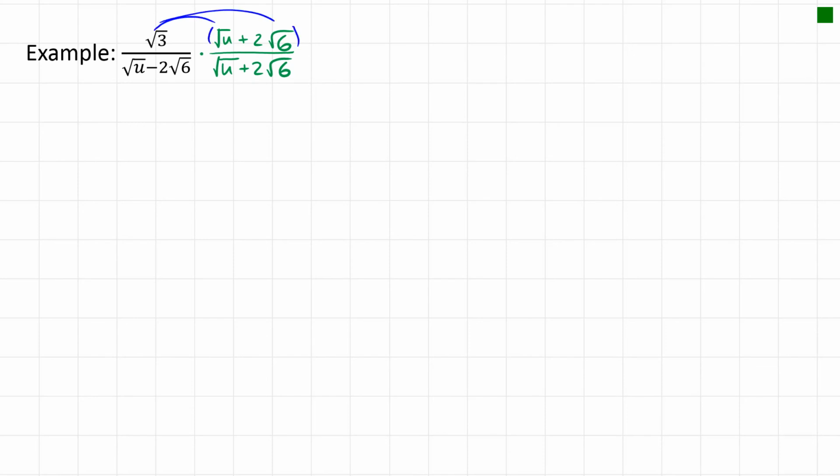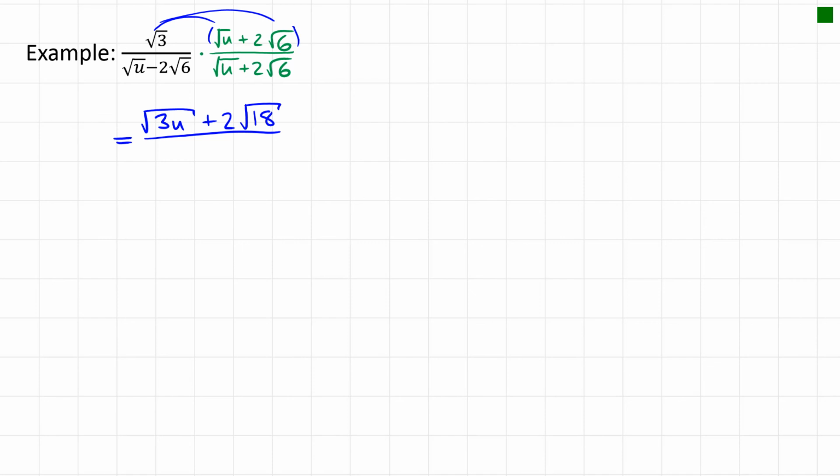So I'm going to be multiplying the top first. So that would be root 3 times root u is root 3u. And root 3 times 2 root 6 is 2, and then 3 times 6 is 18, root 18. That's going to be simplifiable. So I'll do that in a bit though.